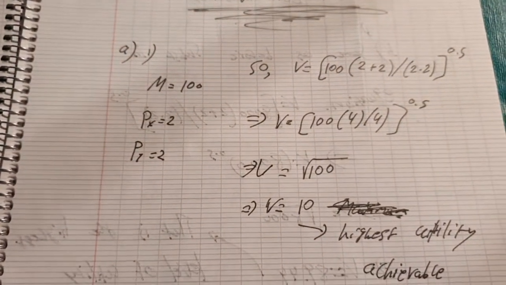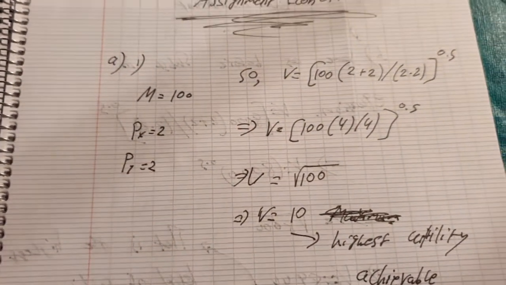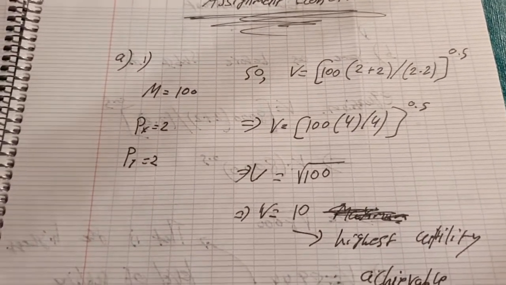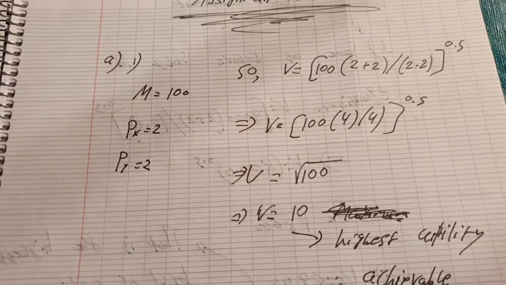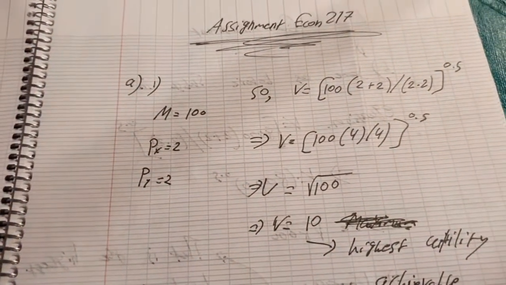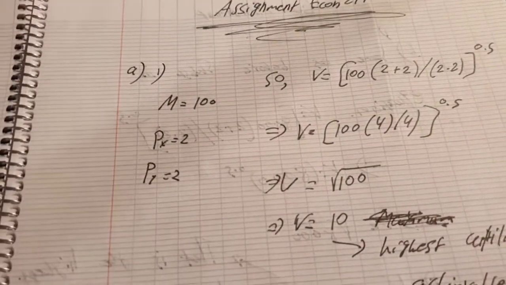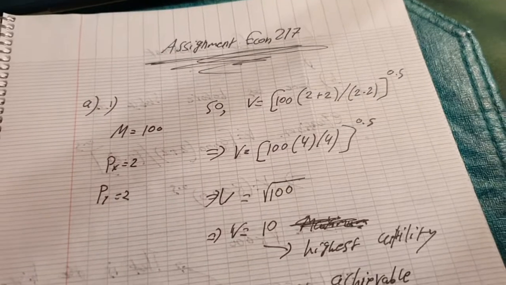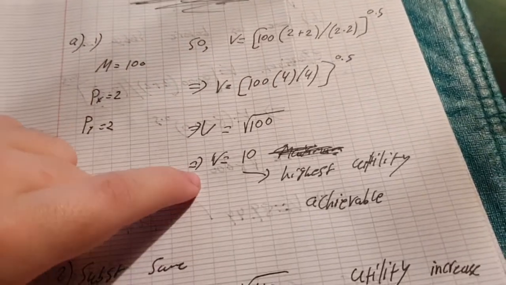Okay, so for part A of my assignment question, they gave us both prices to be 2 and income to be 100, and we just substitute. It's straightforward. We substitute in the utility equation that they gave us, and we get V is 10.